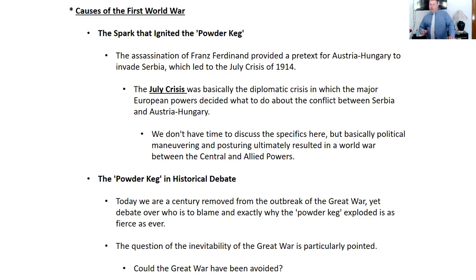Was this an internal conflict? Was this one that should draw allies in? And we don't have time to discuss the specifics here. We'll get into it later. But basically, political maneuvering and posturing ultimately resulted in a world war between the Central and Allied powers. Today, we're more than a century removed from the outbreak of the Great War, yet debate over who is to blame and exactly why the powder keg exploded is as fierce as ever. The question of the inevitability of the Great War is particularly pointed. Could the Great War, World War I, could it be avoided?